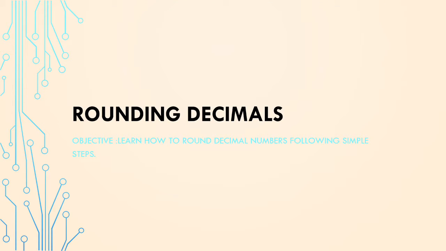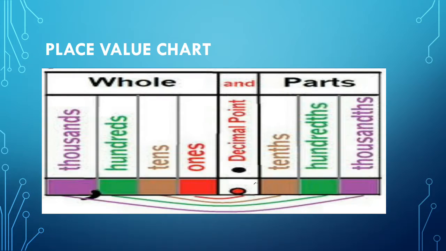Hello, rounding decimals. Before learning how we round decimals, let's make a quick review of the place value chart for decimal numbers. As you see here, this is the decimal point. Before the decimal point are the ones, the tens, the hundreds, thousands, millions, and so on, as we know for whole numbers. What is new is that after the decimal point come the parts, starting from tenths, then hundredths, then thousandths.